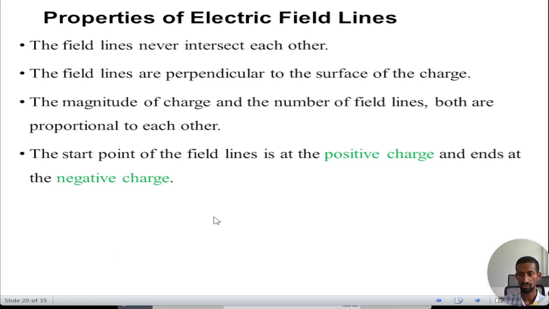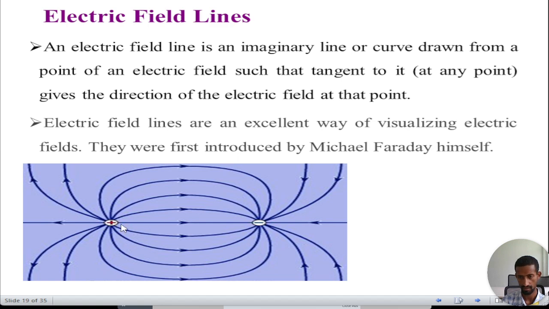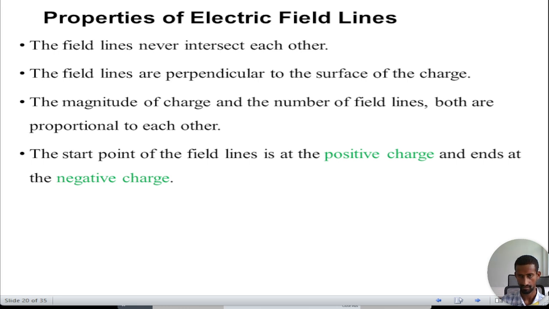The magnitude of the charge and the number of field lines are proportional to each other. The start point of the field lines is the positive charge and the end point is at the negative charge. As you can see here, the start point is a positive charge and the end point is a negative charge. These are some of the properties of the electric field lines.